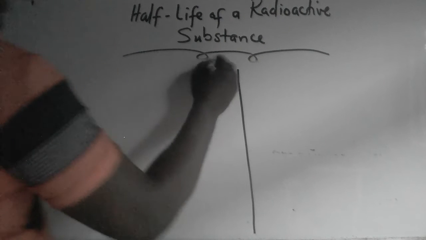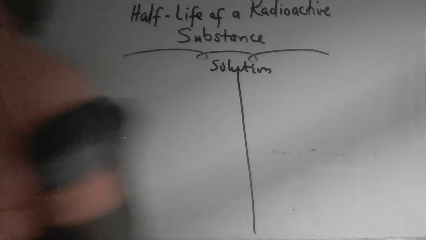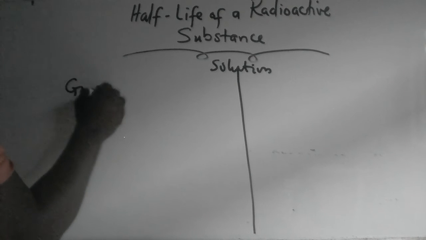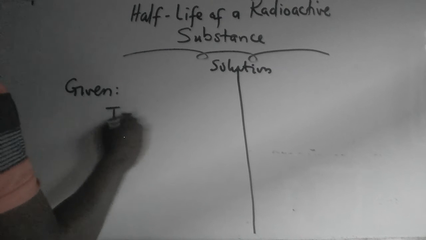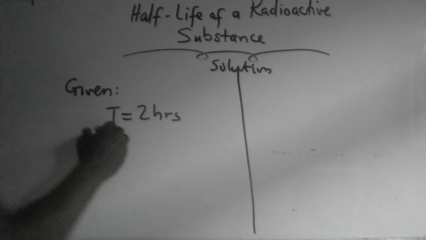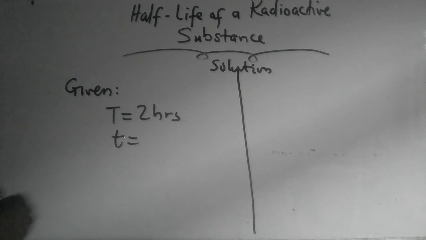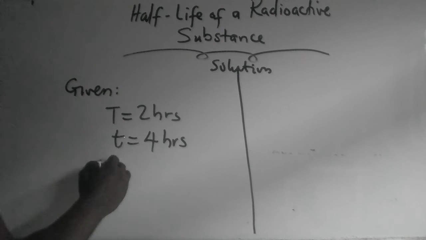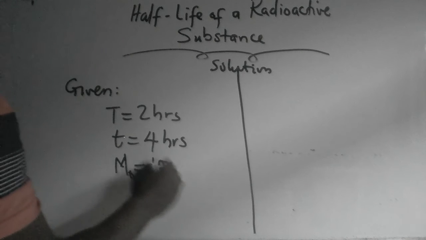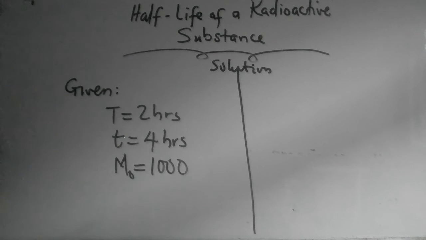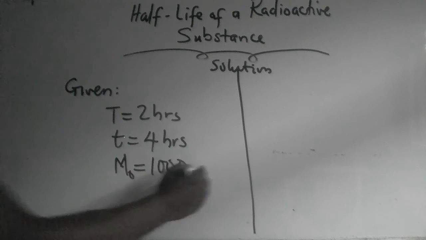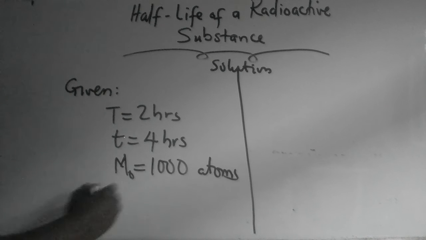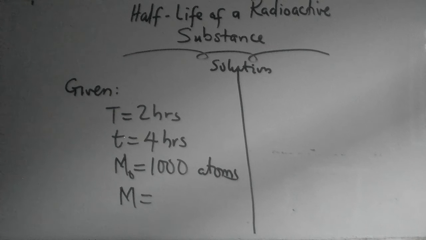The solution to this problem. First, what is given to us? We have been told that the half-life is 2 hours. And then the time it decays is 4 hours. The number of atoms given is 1,000 atoms. We are required to find the number of atoms left after 4 hours.